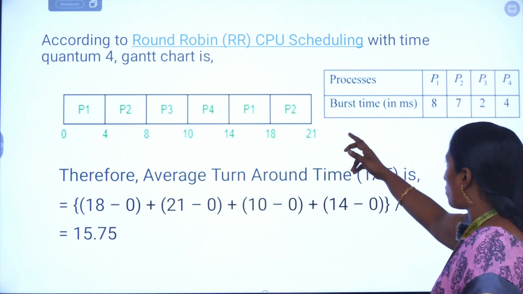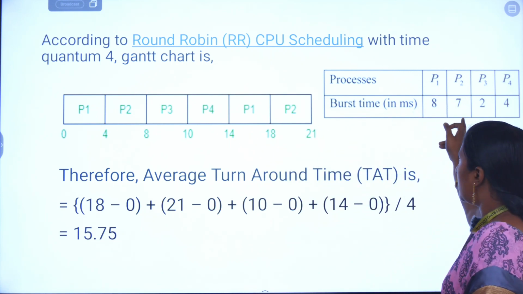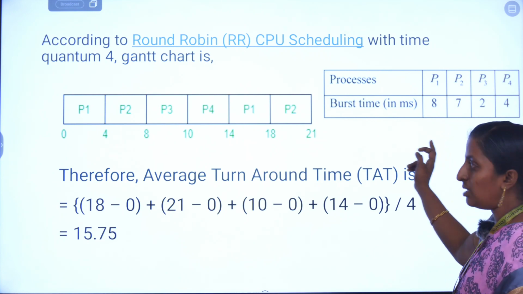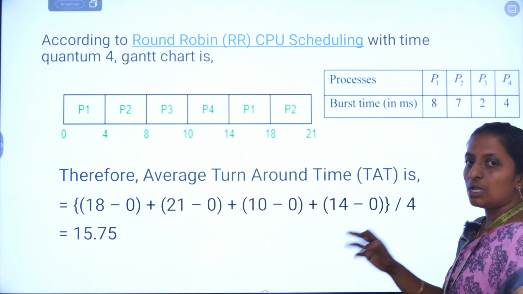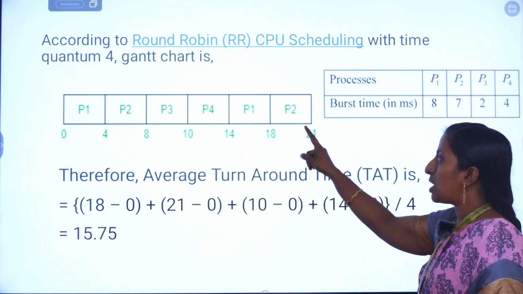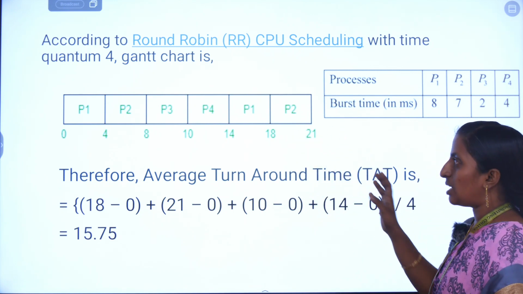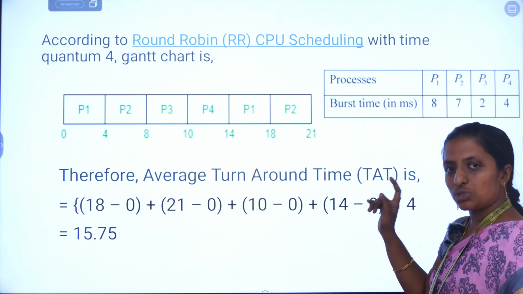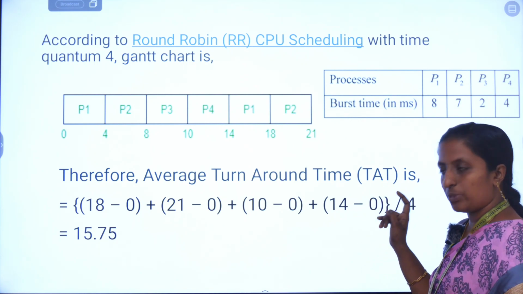And finally the process P2 will be allotted. Here the total execution time is 7. Already 4 is completed, so the remaining is 3. Again the 3 milliseconds will be executed and the process P2 is done. So hope you all understand. So this is the Gantt chart for the round robin algorithm.